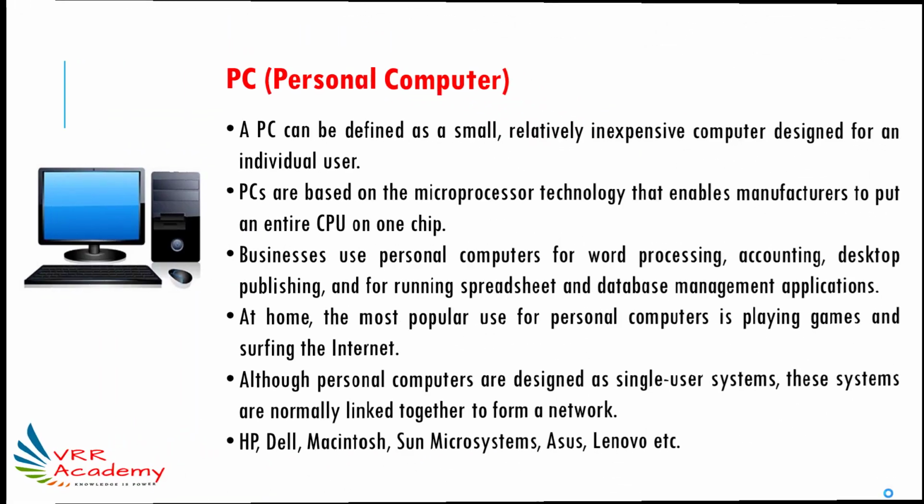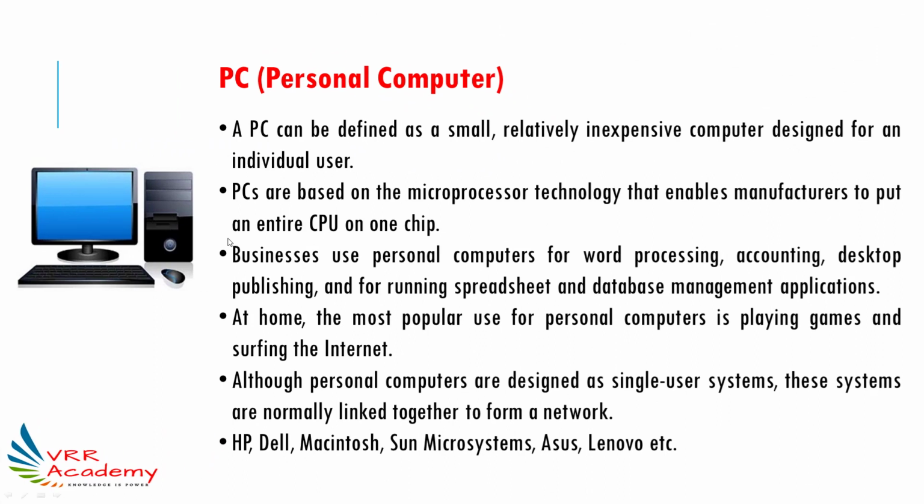The first one is personal computer. You can see the picture. We can say it is a desktop computer also, or we can say it is a PC. This is small, inexpensive, and designed for individual users. So a single, individual user can use the PC. This is also based on microprocessor technology. So what does microprocessor mean? Inside the CPU, we have something called a processor. So it is microprocessor technology, and there will be a chip inside. We are going to discuss this in the coming slides.